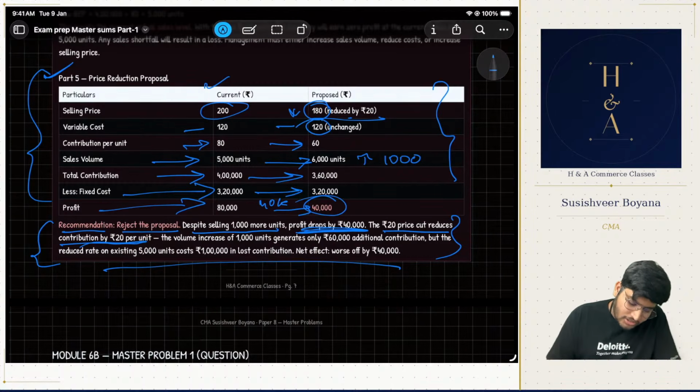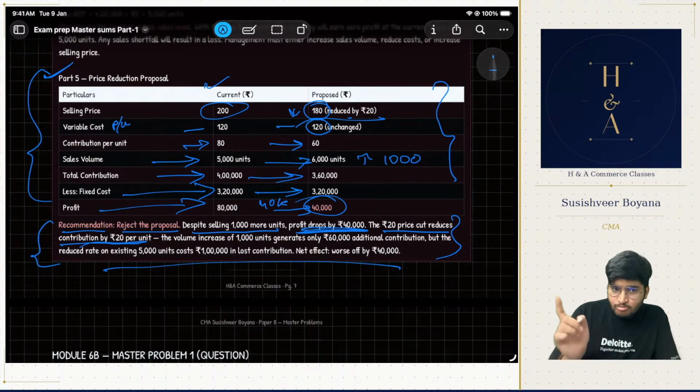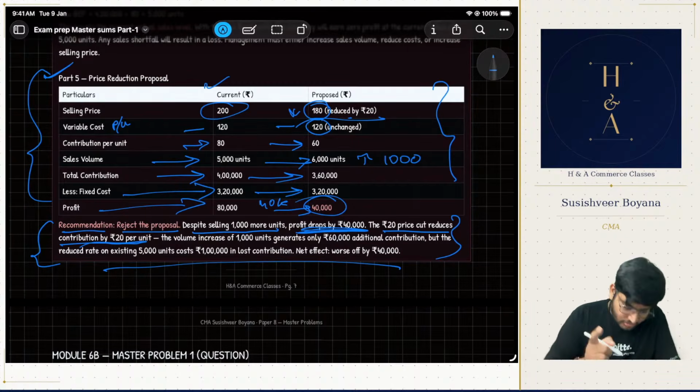Since the variable cost per unit, see, this is per unit, total variable cost is going to change, right? If the number of units is more, you're selling more, which means you are also producing more. That is going to change, but variable cost per unit is never going to change. Based on output, fixed cost per unit is going to change, not variable cost per unit. So contribution per unit is reduced by 20.